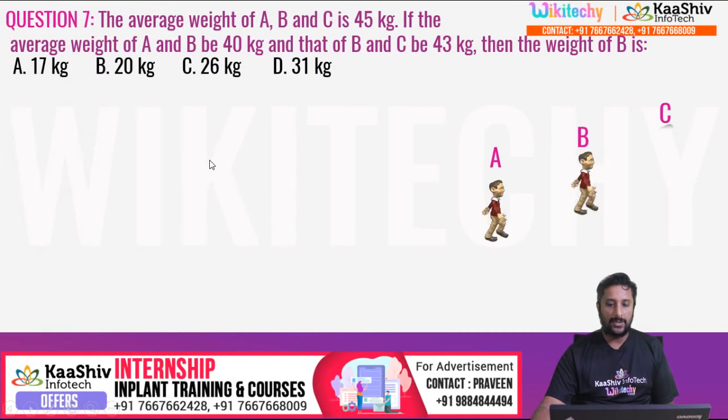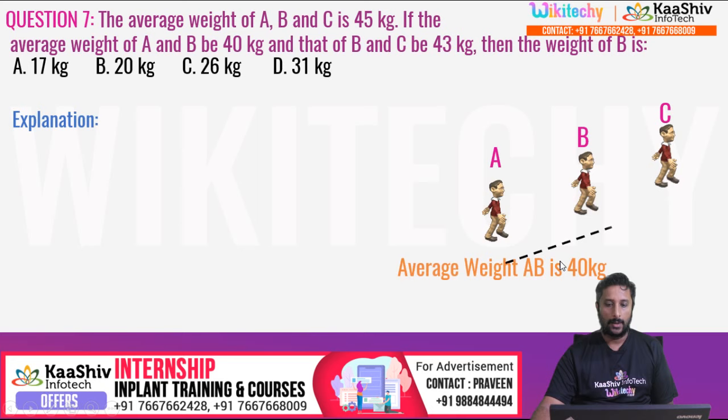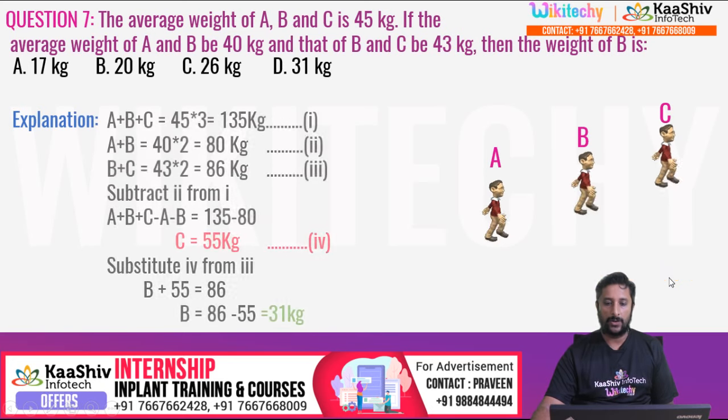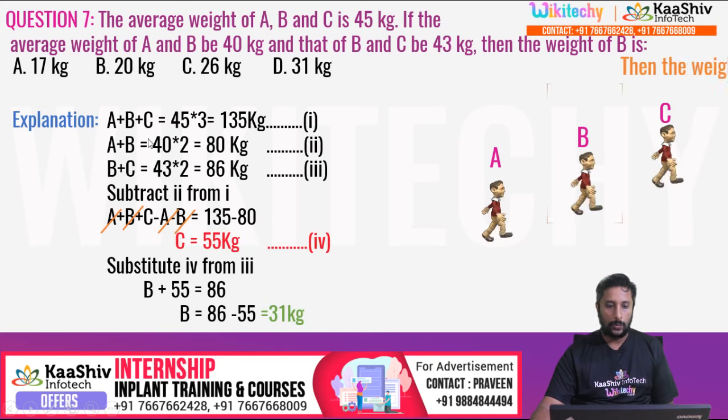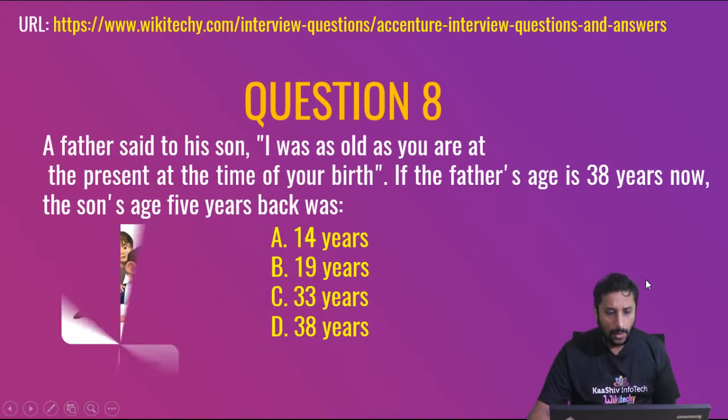So equating these equations, ABC's average weight is 45, AB is 40 and BC is 43. So A plus B is this one, and so equation 1 minus equation 2, not 2 minus 1, it's 1 minus 2. Subtracting 2 from 1, you will be getting C as 55. Put this C as 55 here, and automatically you will be getting B as 31 kg. So the weight of B is 31 kg. That's the answer. Now let's move on to the next question.